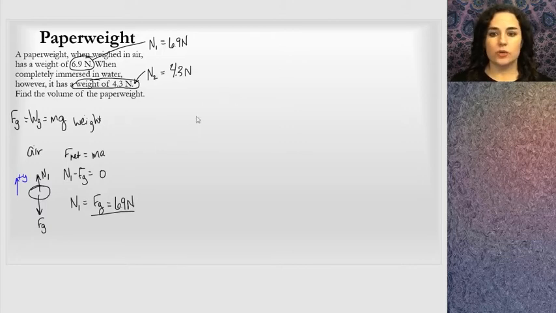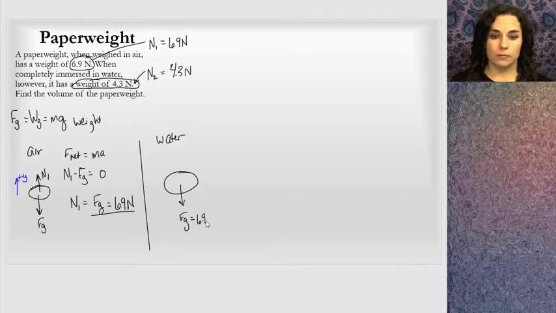In the second situation, let's draw the free body diagram. If I put the paperweight in water, it still has a gravitational force on it. It does not change. This is the same gravitational force, and so that's 6.9 newtons. It says that it's underwater, so, of course, there's a buoyant force on it.